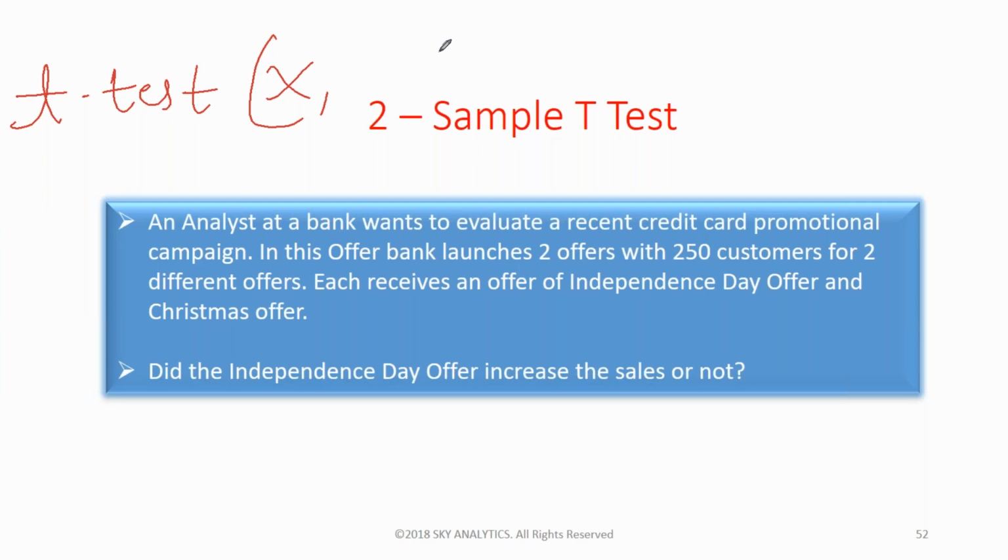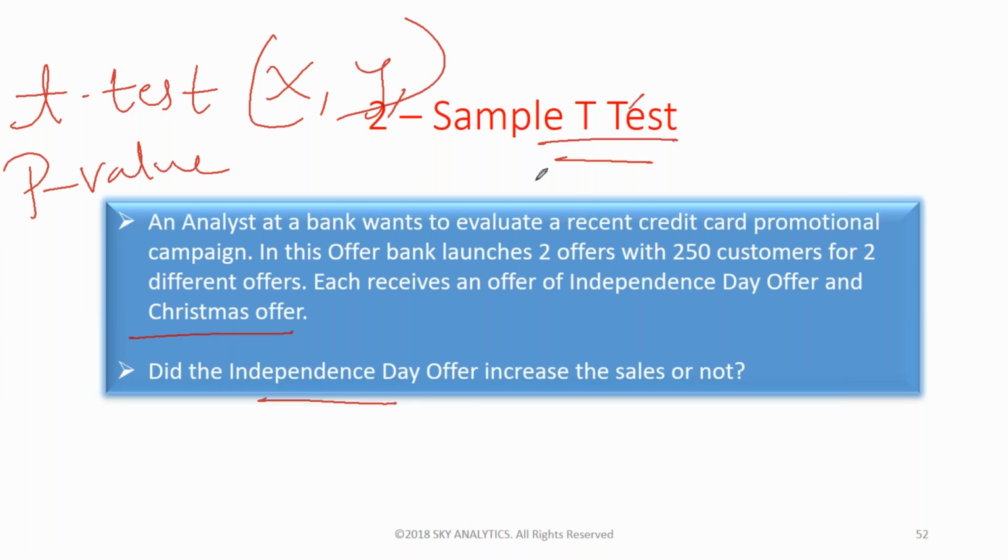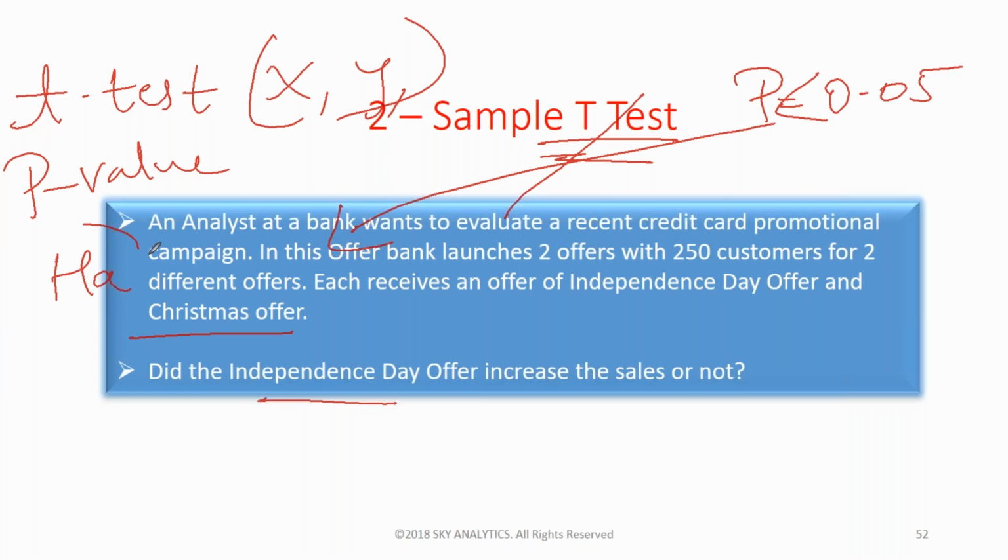After testing that, based on your p-value, you will come to know both are equal or not equal. In our example, Independence Day and Christmas offer, it was not equal, because we came to know that your p-value was less than 0.05. It was less than 0.05. So we took an alternate hypothesis decision. Alternate hypothesis says that your data with respect to average transactions was not equal.